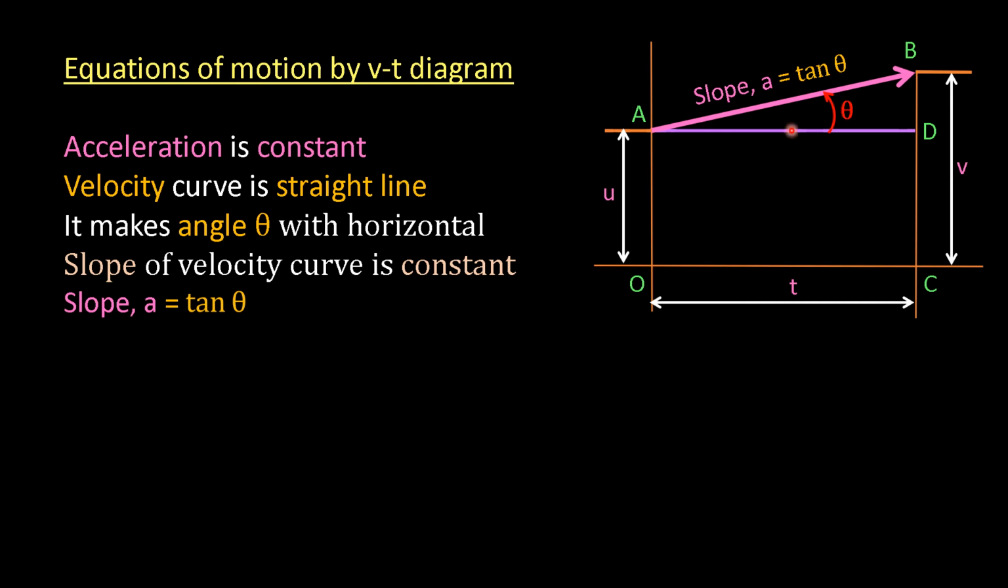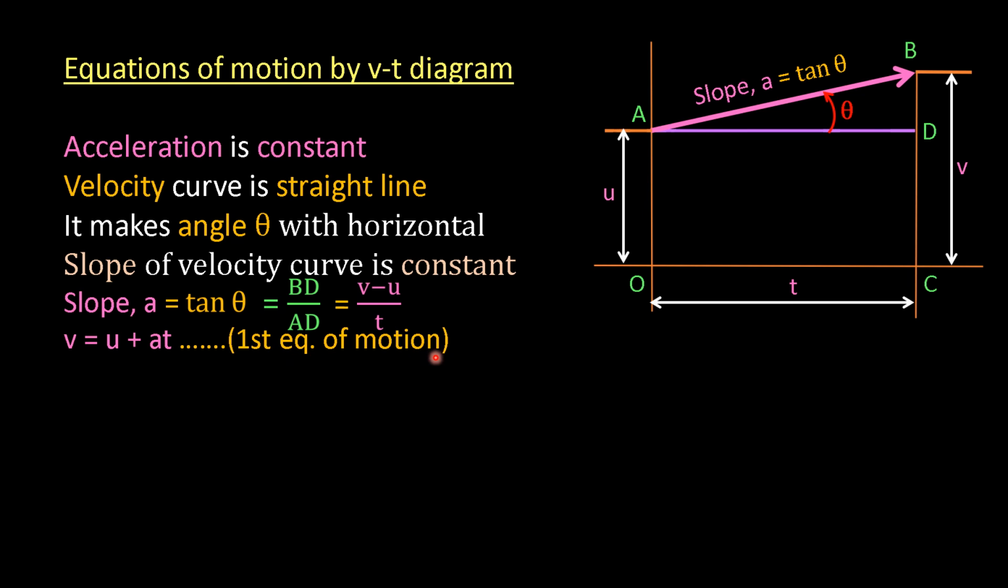But tan theta is BD upon AD. But BD is V minus U. So we write V minus U and AD is OC, which is T. Now V minus U will be A into T, or V equals U plus AT, and this is our first equation of motion.